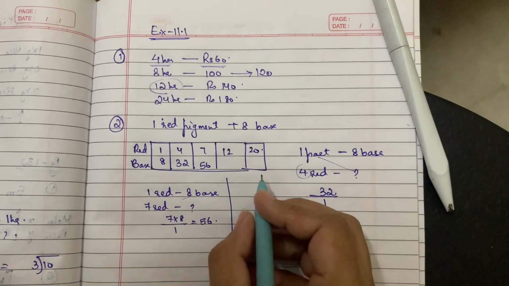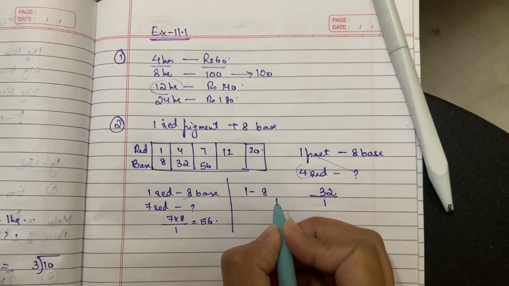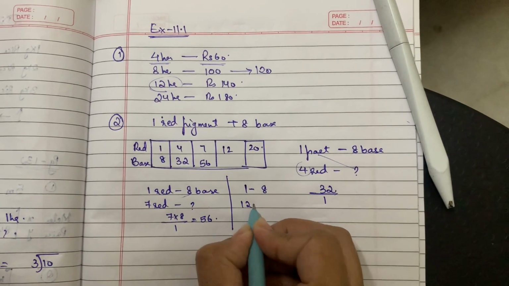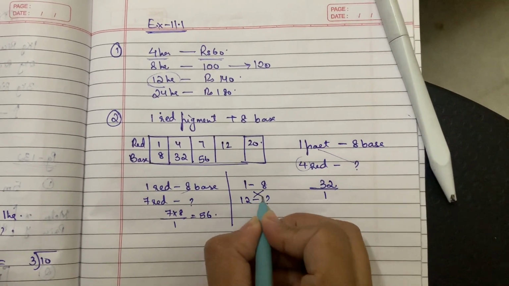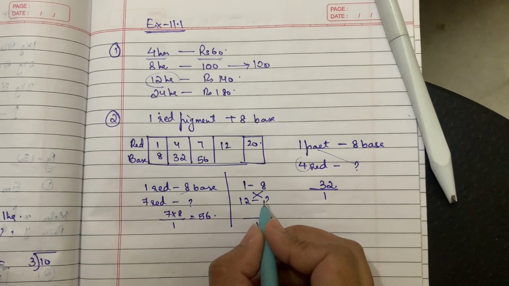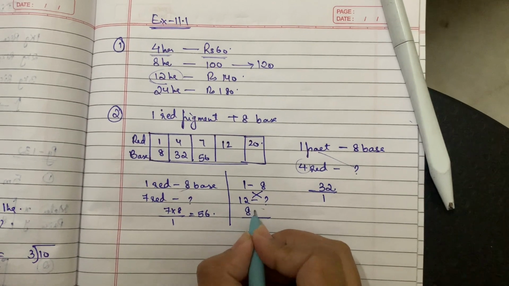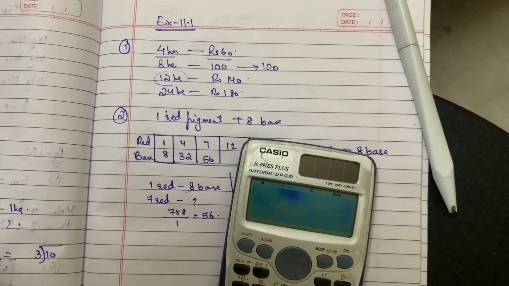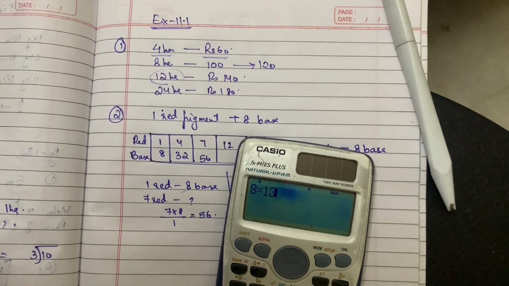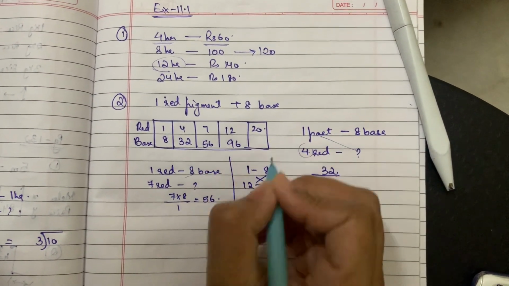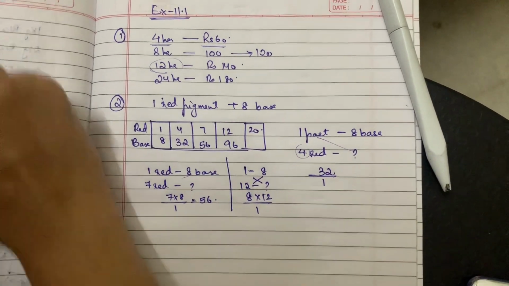Likewise, doing with the 12: 1 part of red is giving me 8 base. 12 parts of red is going to go with how many? Cross multiplication. 1 times the question mark goes in the denominator. 8 times 12 should be 96. Let me just confirm it. 8 times 12 is 96. Yes, so it is going to be 96, and this last one you're going to do and give me the answer.